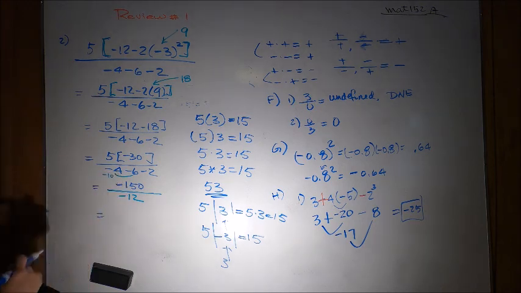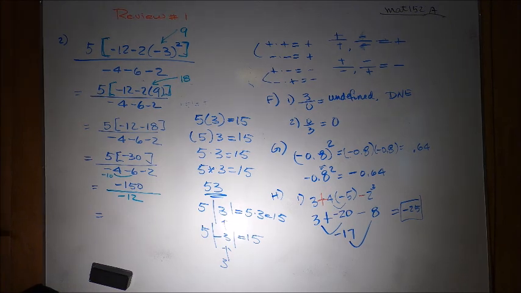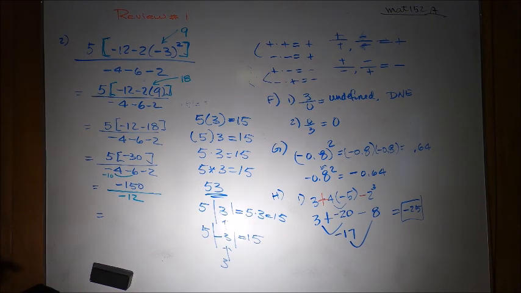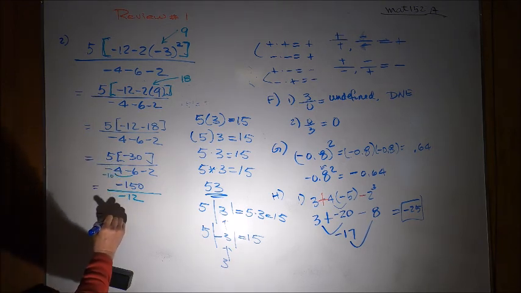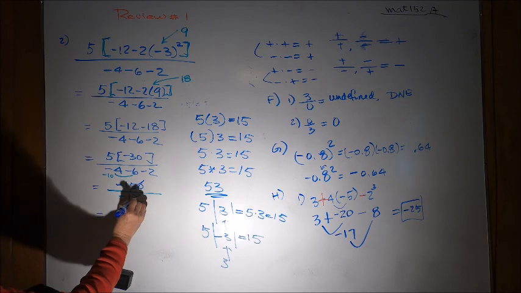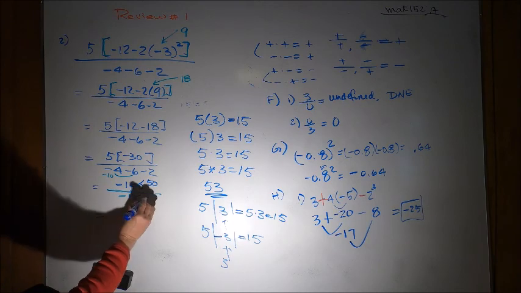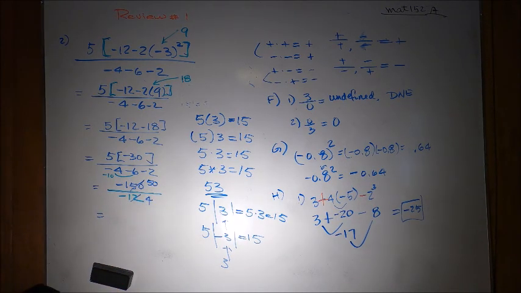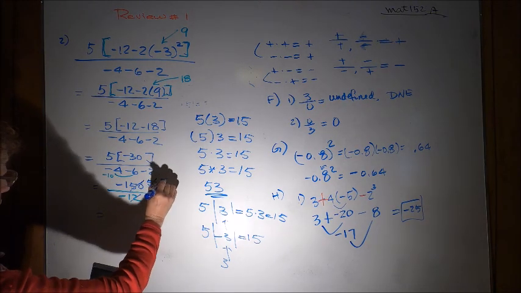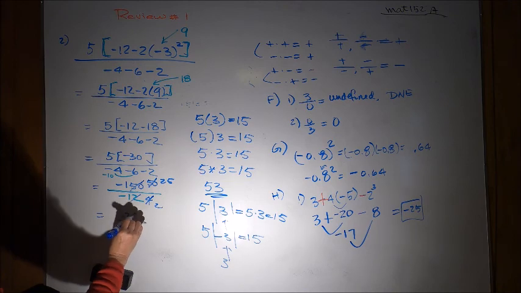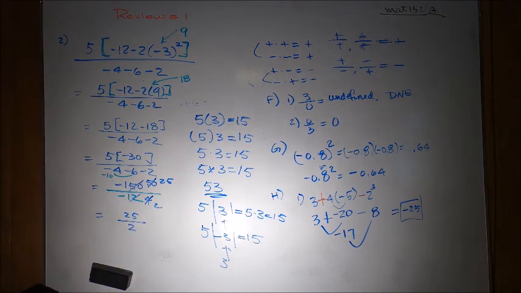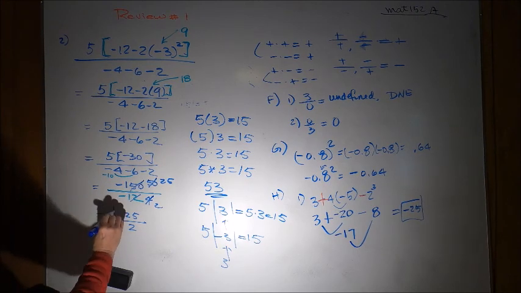Then, do we leave the answer there? Not really, because for fractions, we always need to simplify. Negative divided by negative is positive. Then you simplify. It can be divided by what? 3, right? So 150 divided by 3 would be 50, and 12 divided by 3 would be 4. Anything else? How about 2, right? So that would be 25 over 2, positive. That would be the simplest form.